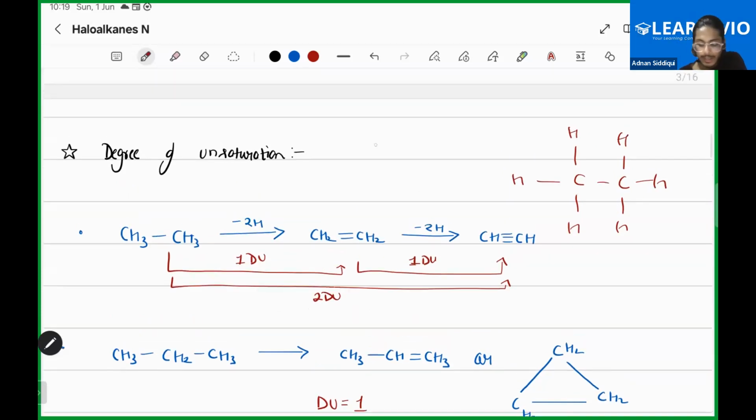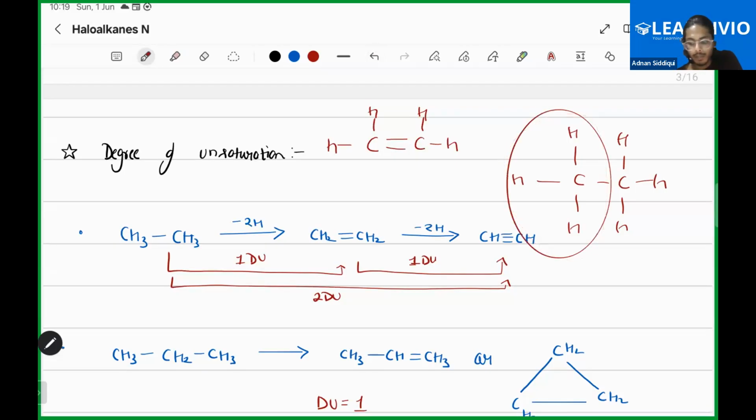But if I am drawing this alkene structure here, due to this double bond, we are giving it a lesser number of hydrogens. Here we were giving a single carbon three hydrogens. Here we are giving only two hydrogens. The loss of hydrogens from alkane to alkene is how much? One for each carbon, two total hydrogens, right? So if we are losing two hydrogens and converting alkane to alkene, this is the degree of unsaturation. We are creating unsaturation, right?